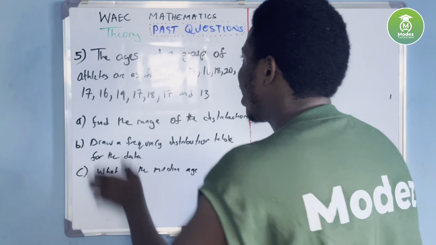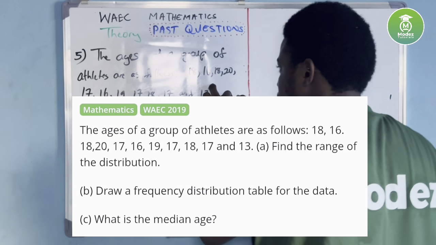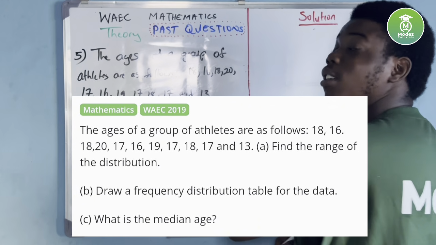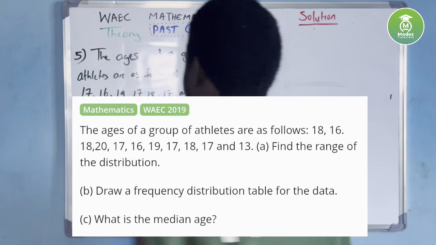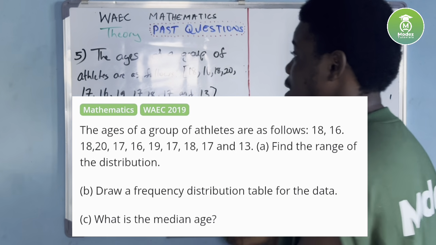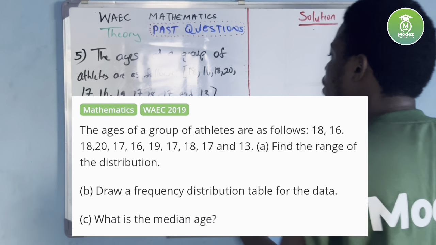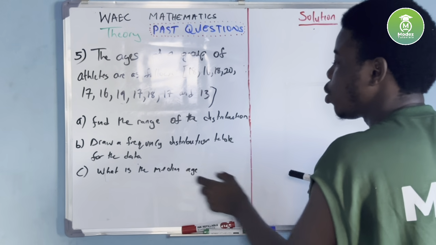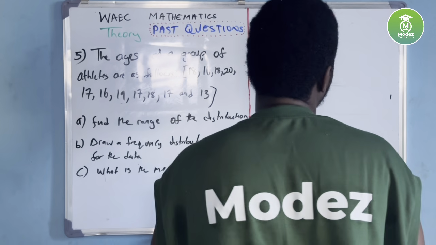For the final question, the ages of a group of athletes are as follows: 18, 16, 18, 20, 17, 16, 19, 17, 18, 19, 18, 17, and 13. Okay, so given this data here, this is under statistics. Find the range of the distribution. Then draw a frequency distribution table for the data. Then what is the median age of these athletes?